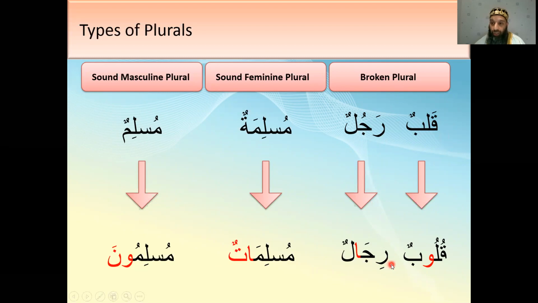My question to the non-Arabs, to those who have never seen this before: we understand this is masculine, we understand this is feminine, plural, but why is this one called sound? And why is this one called broken? Have a guess, look at it, think about it. No clue, no problem.